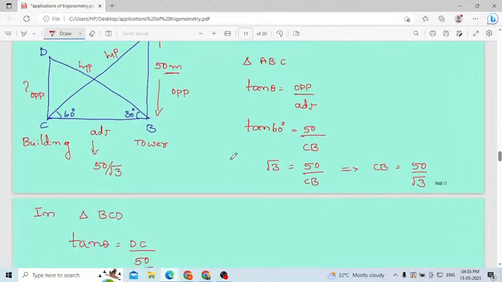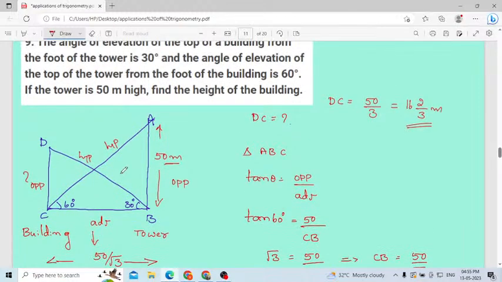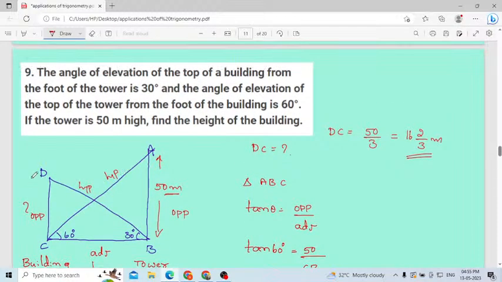Tan 60 degree is nothing but root 3, it will be equal to 50 divided by CB. CB will be 50 divided by root 3. The adjacent value we calculated here, the distance between C and B, is 50 divided by root 3. Then consider one more, the smaller triangle, that is BCT.